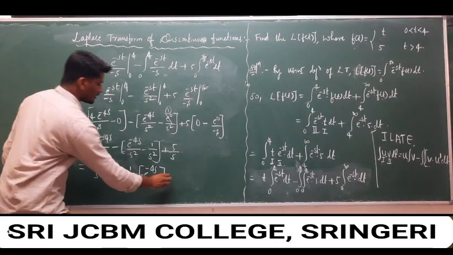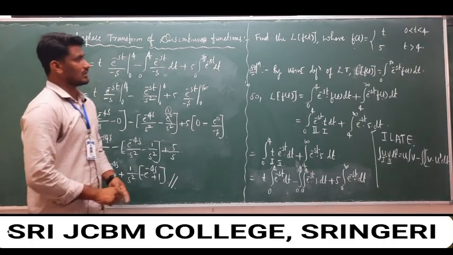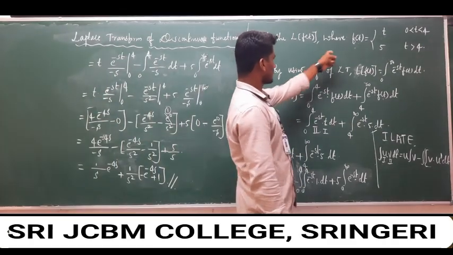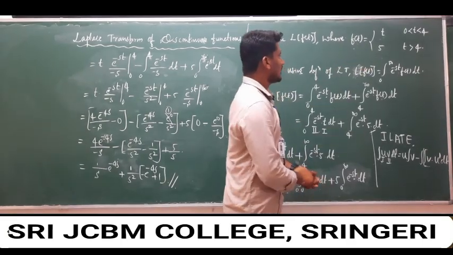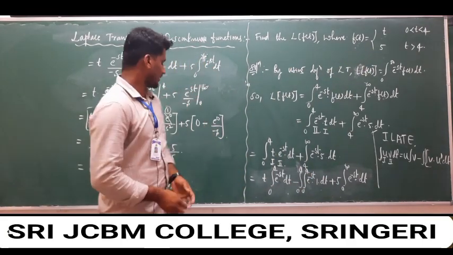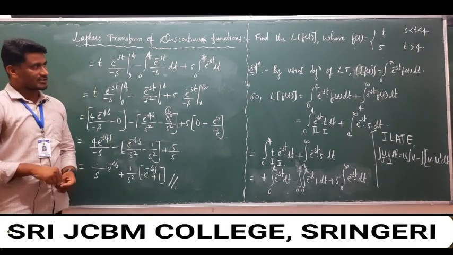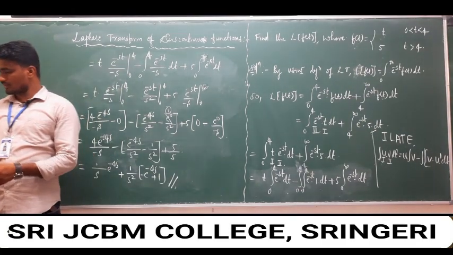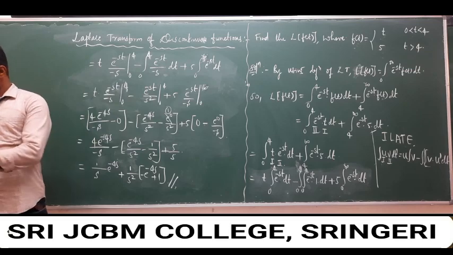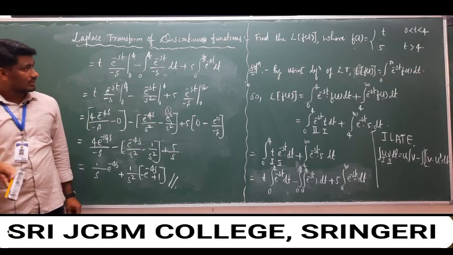So this is the final answer for the given discontinuous function f of t equals t for t less than 4 and f of t equals 5 for t greater than 4, and this is the final solution of the given discontinuous function. And we will see another example with the help of the definition only.